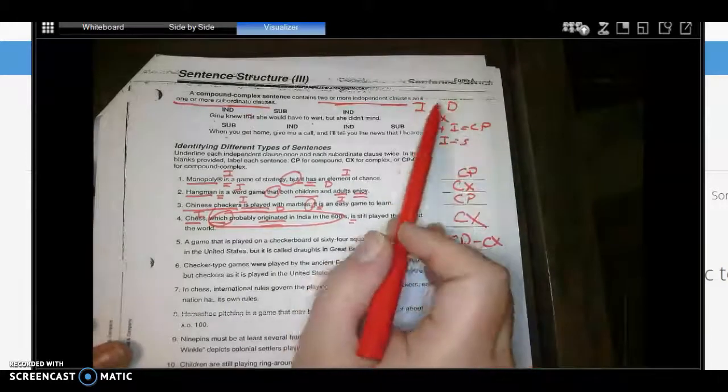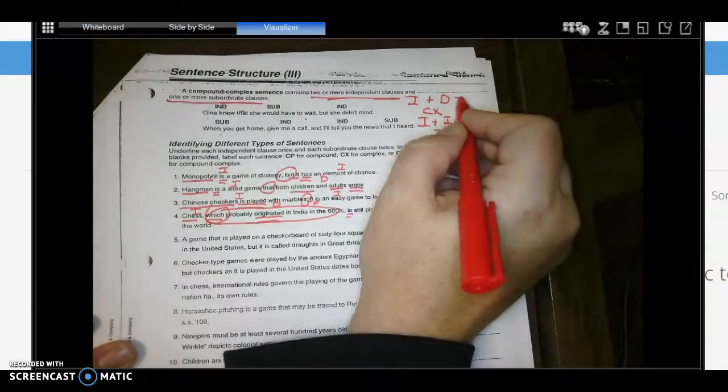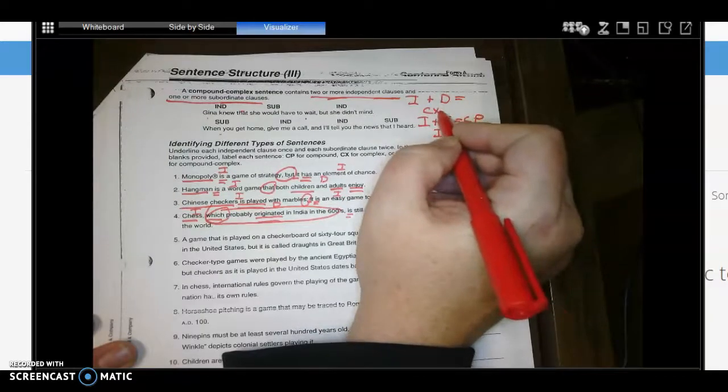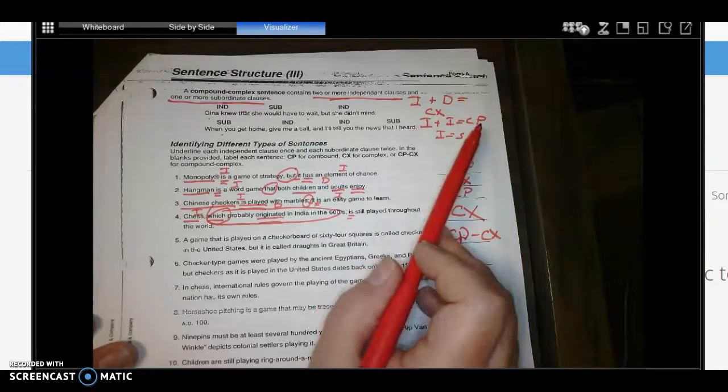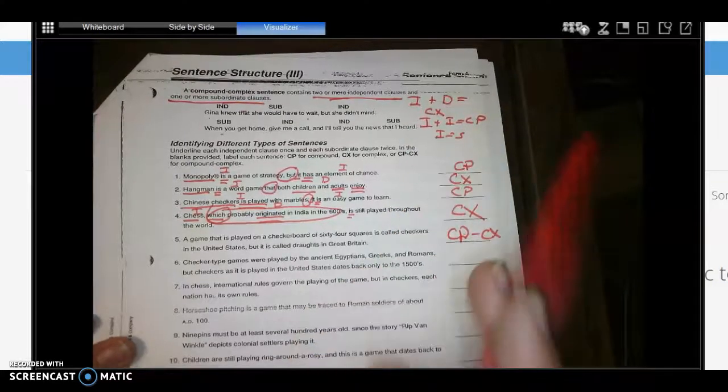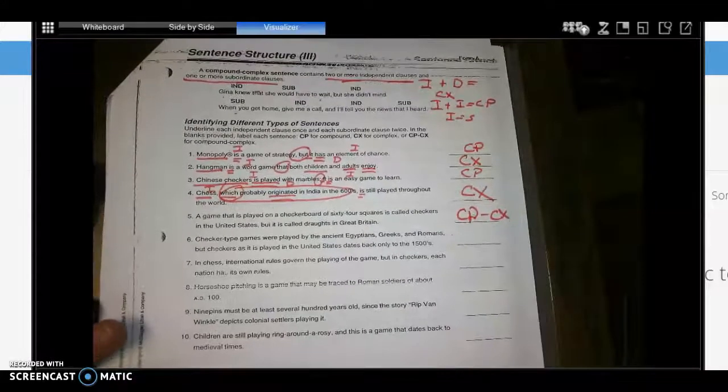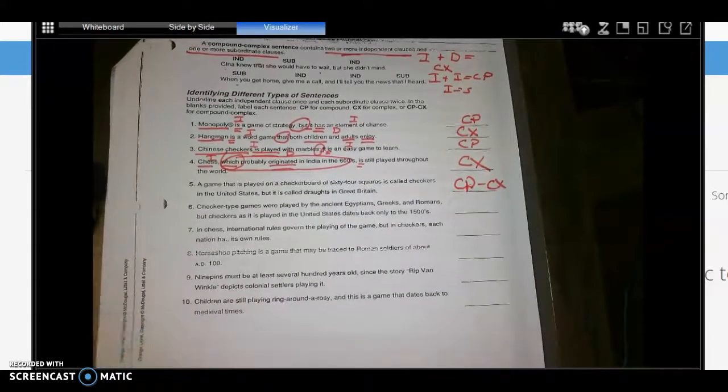Okay, just to review, if you have one independent clause and 1 dependent clause, that's a complex sentence. If I have 2 independent clauses, that's compound. Now if I have 1 independent clause, it's going to be simple. I don't think we have any simple sentences on this paper, but all right. Underline each independent clause once and each subordinate clause twice. In the blanks provided, label each sentence CP for compound, CX for complex, or CP, CX for compound complex. Okay? And I went ahead and underlined my subjects and verbs for you. That helps me find them.